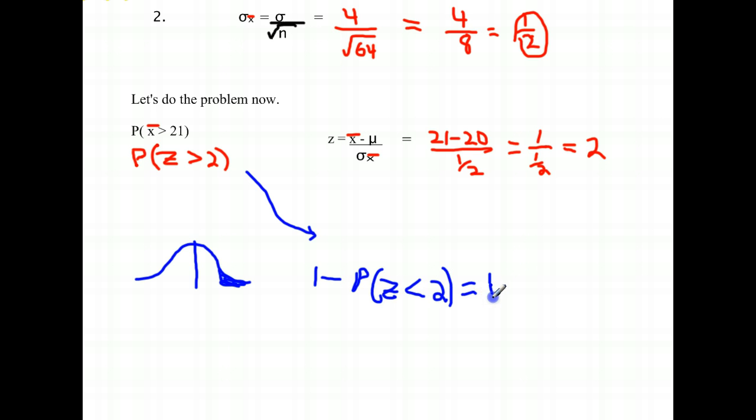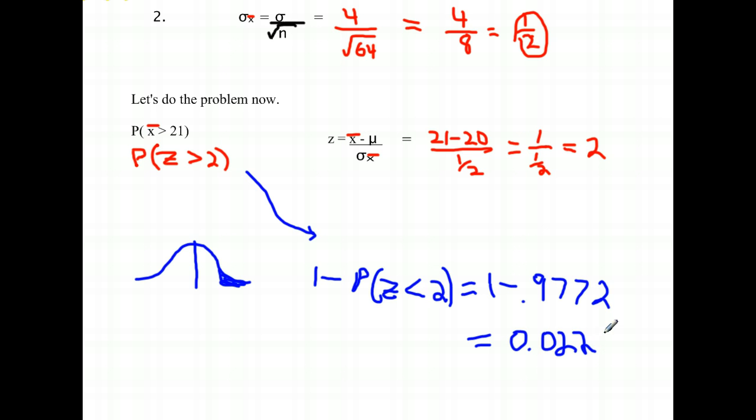Now, it turns out, if you look on the back of the table, this is going to be 1 minus 0.9772. Okay, if you do this subtraction, you're going to get our final answer of 0.0228. And if you check the back of the book, it's a perfect match.